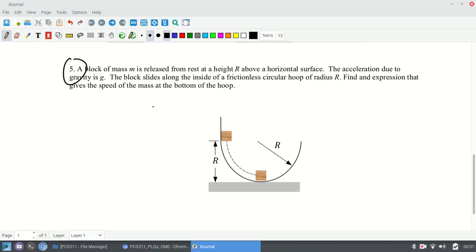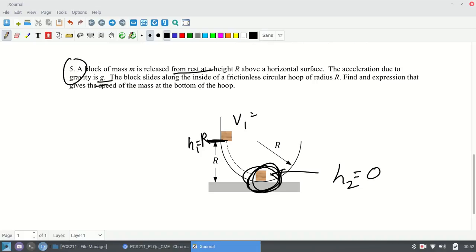Next, you have a block of mass M released from rest at a height R. So it's at a height R, and it's released from rest. Acceleration due to gravity is obviously g. The block slides along the inside of a frictionless circular hoop of radius R. Find an expression that gives the speed of the mass at the bottom. So it wants the speed right here. But at the height over here, h is 0. So it has an initial height equal to R, a final height equal to 0. It falls from rest, so v1 equals 0. v2, I don't know. I have to figure it out.